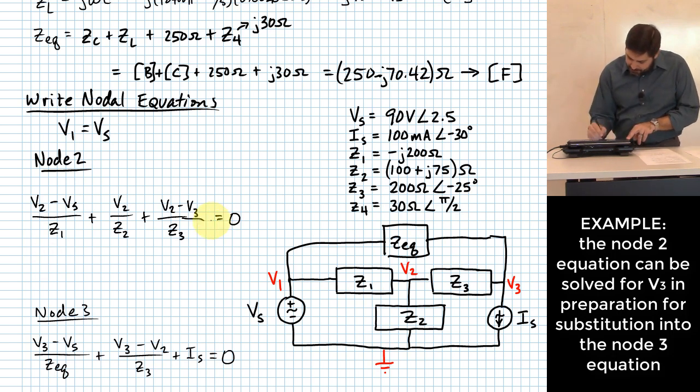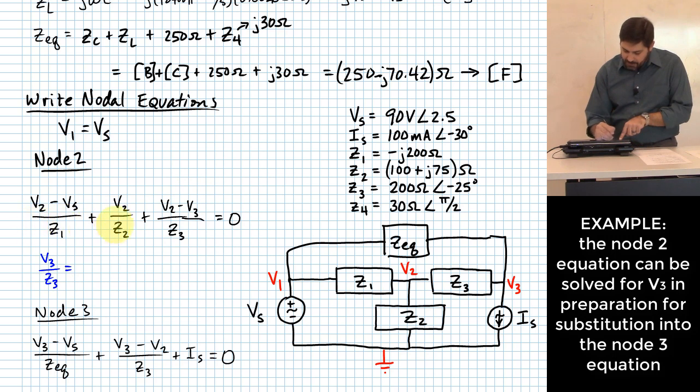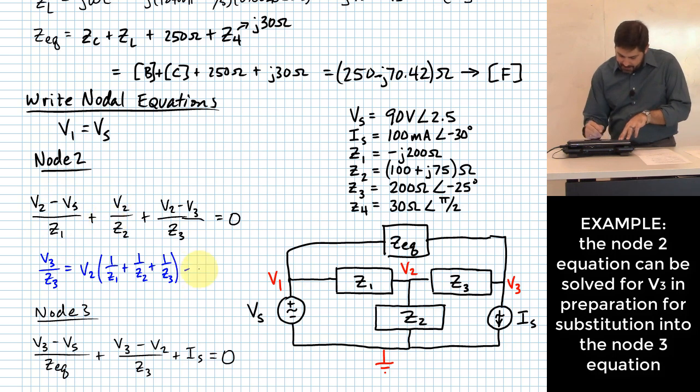So what we'll see there, I'll do it in not too many steps. Let me first think about taking V3 over Z3 and moving it to the other side of the expression. I'll do V3 over Z3 and set it equal to, now what I'll have is everything else in the equation on the other side of the expression, right? So what that would look like would be something like V2 times 1 over Z1 plus 1 over Z2 plus 1 over Z3, okay? And then I'll have minus Vs times 1 over Z1.